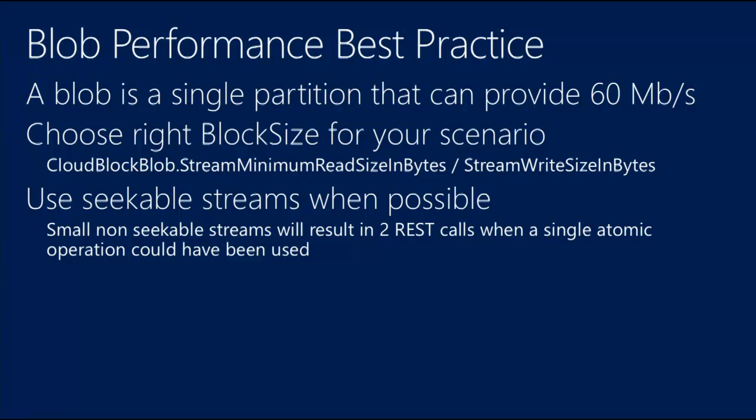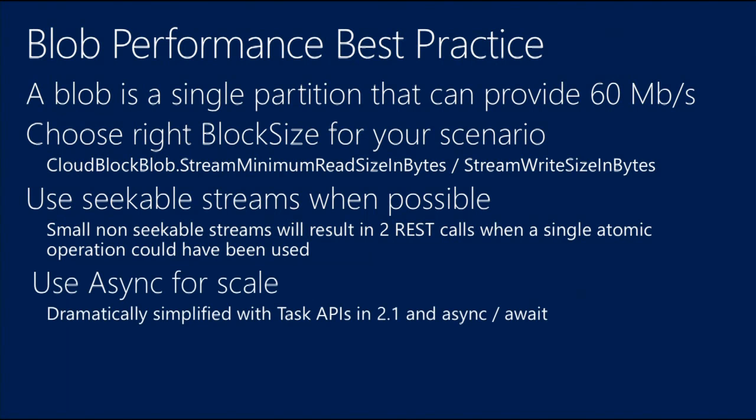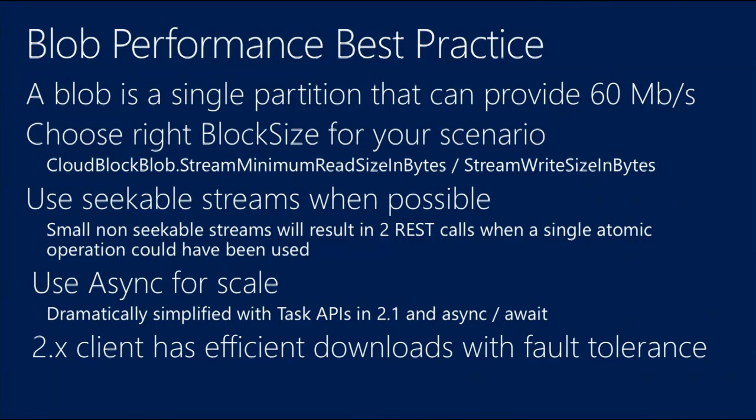So especially for small streams, try to use seekable streams. The new byte array APIs make this very easy because you can do a read and just pass in the byte array directly. Use async for scale. Again, this is dramatically simplified with the new task APIs. And the 2.x clients have a much improved download and download resume behavior with fault tolerance built in.